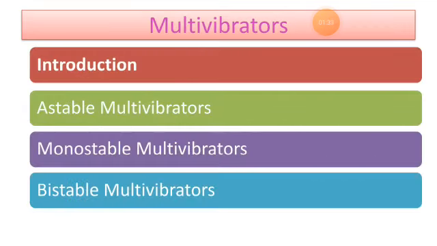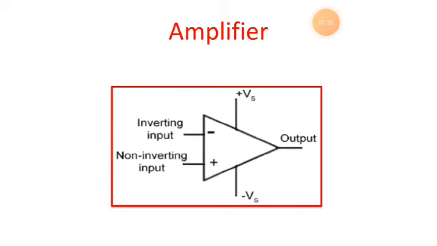The third part of this unit is multivibrator. What is a multivibrator? Its introduction. Then we have to study different types of multivibrator: astable multivibrator, monostable multivibrators, bistable multivibrators. So, the first part that we are going to study in this unit is regarding amplifier.